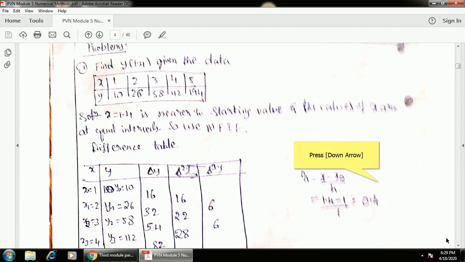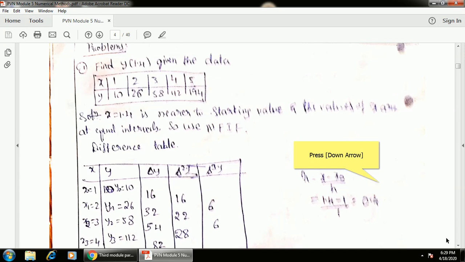Okay, I'll show you one problem of solving this. Find y at 1.4 given the data. X values are 1, 2, 3, 4, 5. The corresponding values of the function are 10, 26, 58, 112, 194. Here the values of x are at equal intervals: 2 minus 1 is 1, 3 minus 2 is 1, 4 minus 3 is 1, 5 minus 4 is 1. The difference between two consecutive values of x is 1.